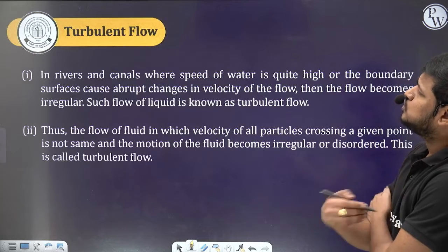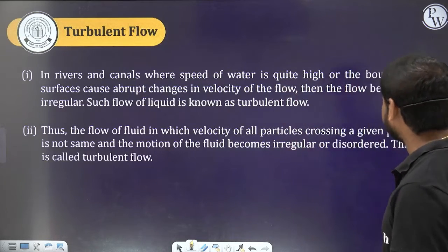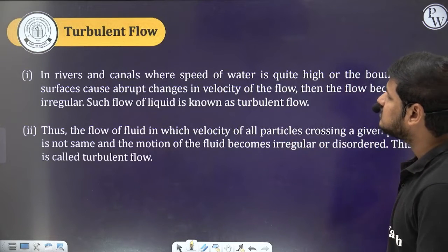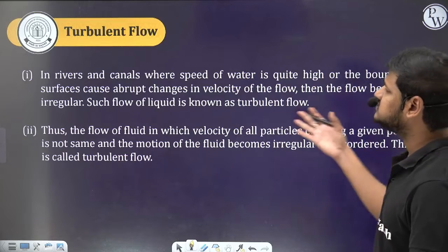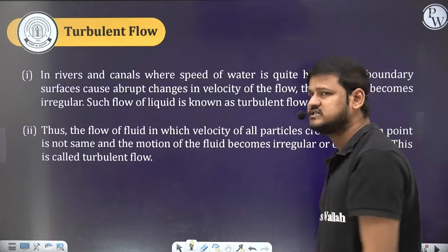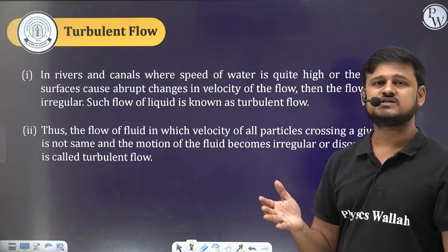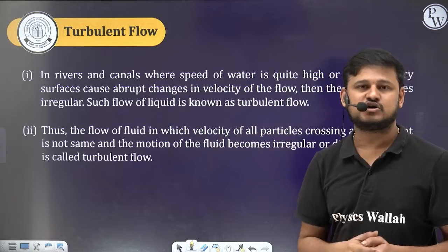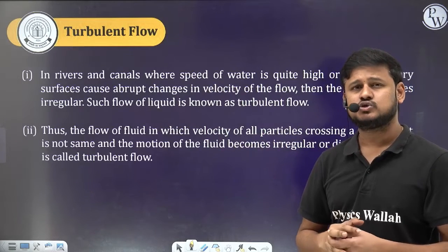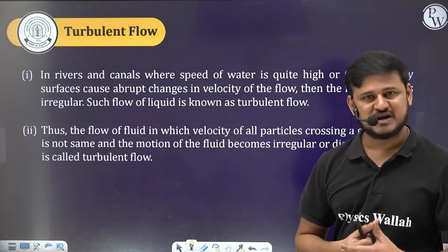So in rivers and canals where the speed of the water is quite high, or the boundary surfaces cause abrupt changes in velocity of the flow, the flow becomes irregular. Such flow of liquid is known as turbulent flow. So see the simple theory. In rivers and canals, you can see the abrupt changes in the velocity of the fluid. That flow of the liquid is called the turbulent flow.